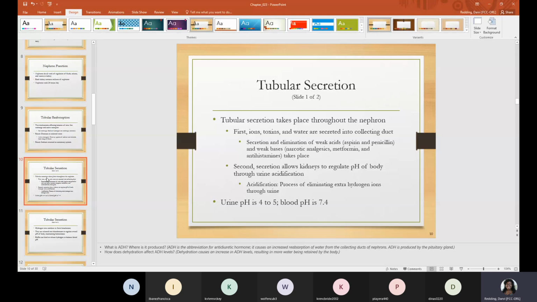When it comes to certain things that are produced with the tubular secretion, you'll learn more about ADH. And so what is ADH? ADH is the abbreviation for anti-diuretic hormone. It actually causes an increased reabsorption of water from the collecting ducts of nephrons.